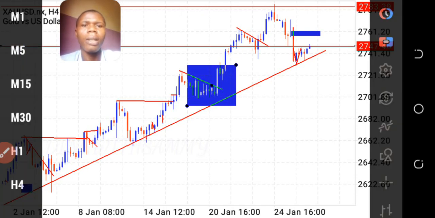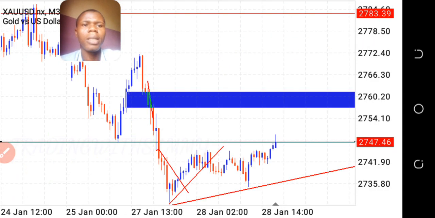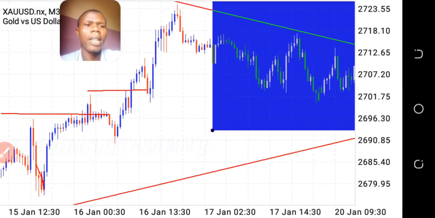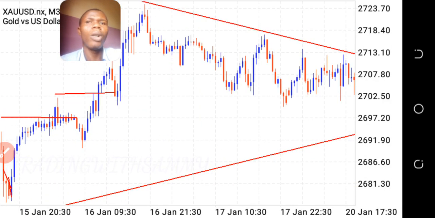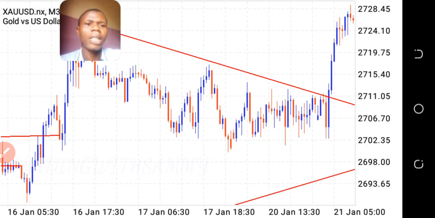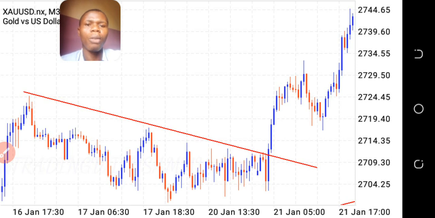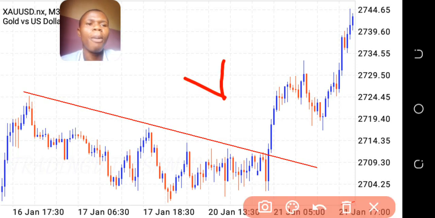Okay, let's go down from the 4 hours to 30 minutes to confirm what is here. Now we have it. What did we see here? Price actually has been respecting this trend line. But when it broke out of the trend line, it did not give us any form of respect. That's what I was saying about time frames.